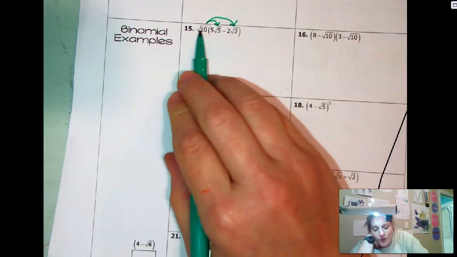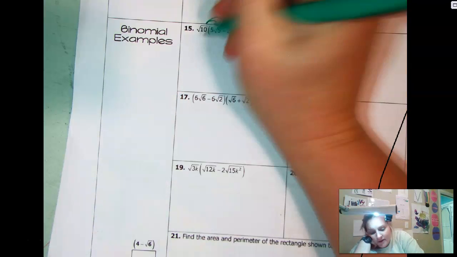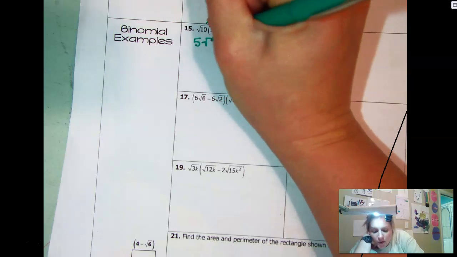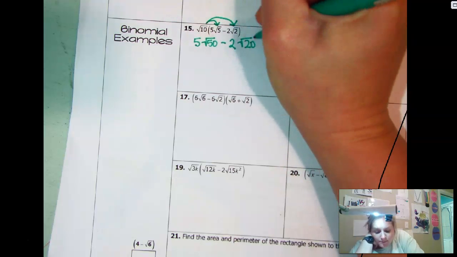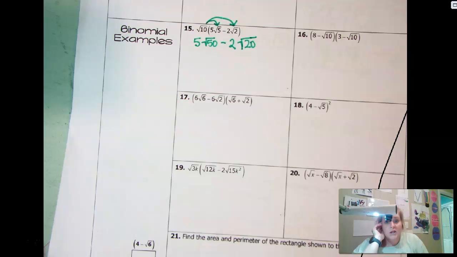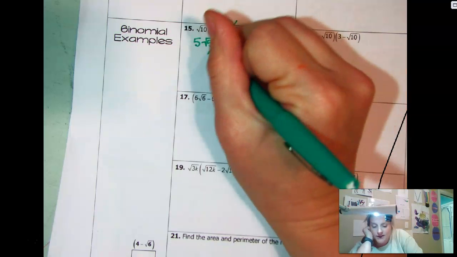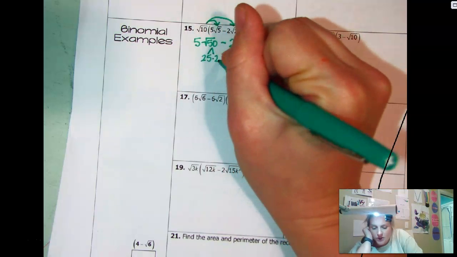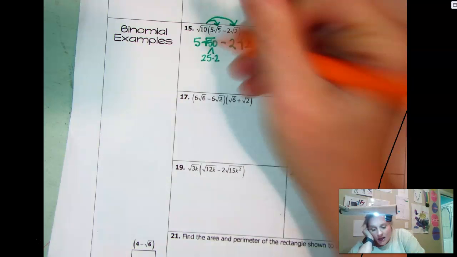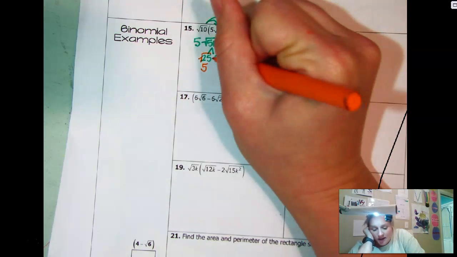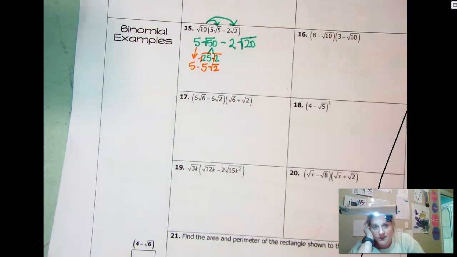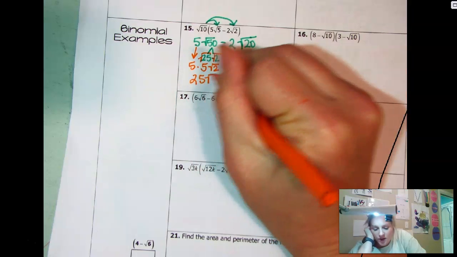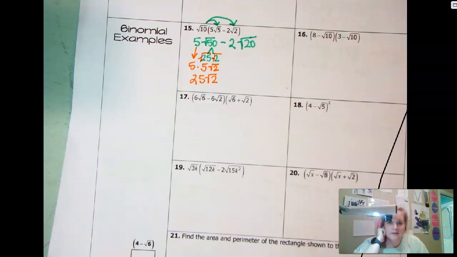So we have the square root of 10 times 5 square roots of 5. So that's going to be 5 square roots of 50 minus 2 square roots of 20. Then you have to look at each one of those and decide, is there a perfect square within that? Well, this definitely has 25 times 2. The square root of 25 is 5. The square root of 2 is not perfect. It stays in the radical. This 5 comes down and multiplies. 5 times 5 is 25 square roots of 2. So that simplifies the first part.